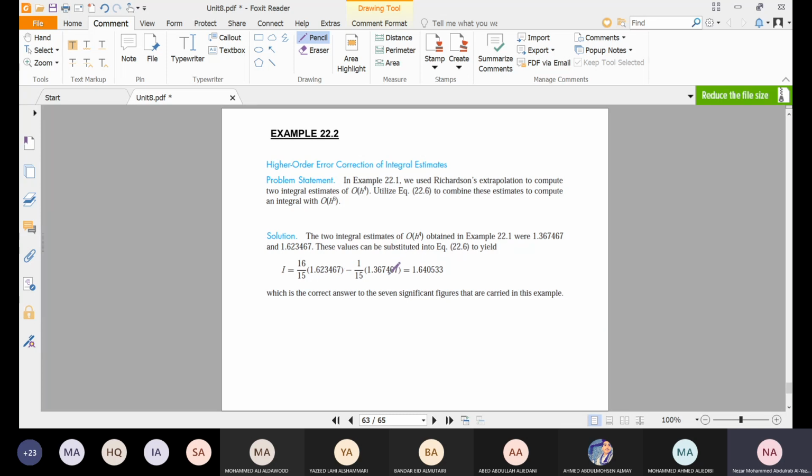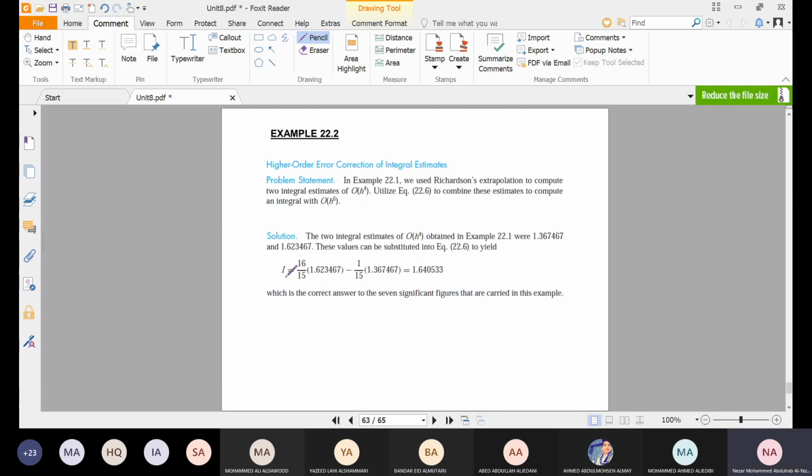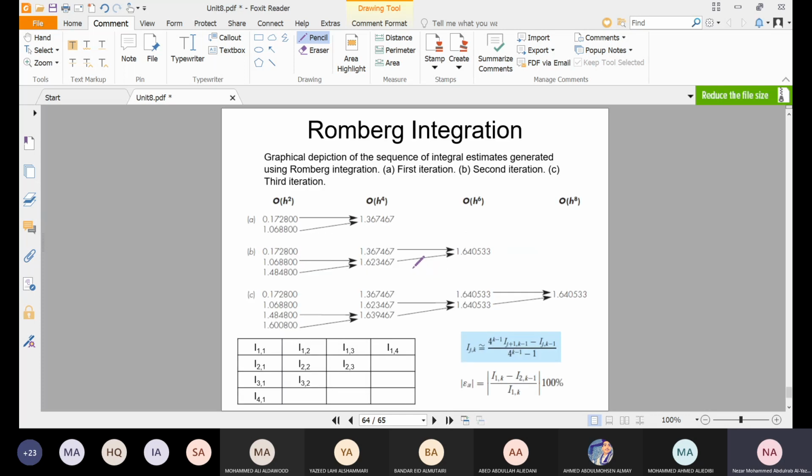So this is how we can estimate the error by using high order methods. By using this one, for example, level 2, we use the previous estimation of order h^4 to get a new estimation of order h^6. This is what we call Romberg estimation, but here we use it for algorithms.